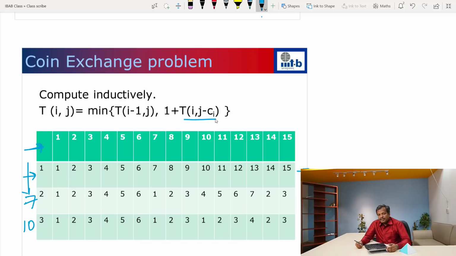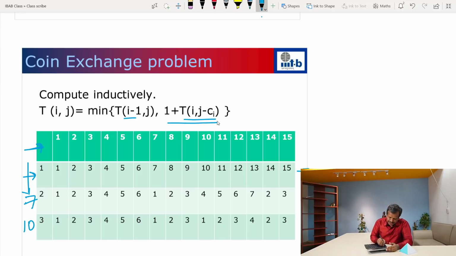So, if I have to pay for j using the first I coins and the value of the ith coin is greater than what I want to pay, then you obviously can't use the ith coin. In this case I have to discard the ith coin and pay for everything using I minus 1. So, in the previous equation, this case should be considered only when j is greater than or equal to C of I. What I have to pay should be greater than or equal to the value of the coin that I am considering.